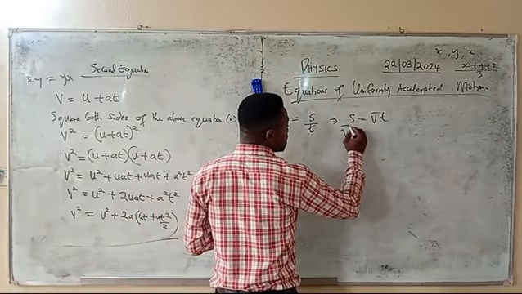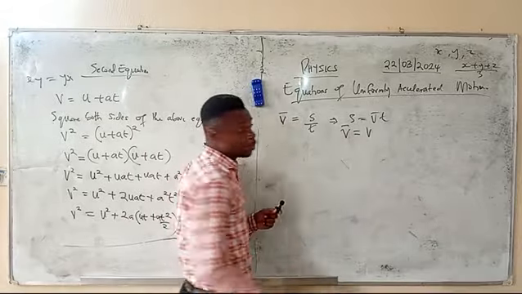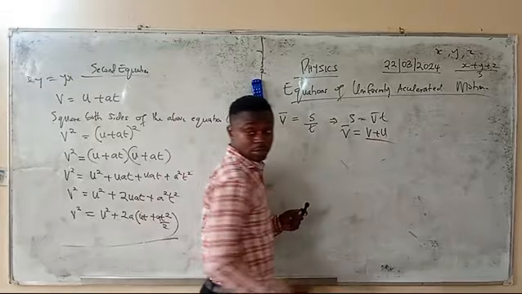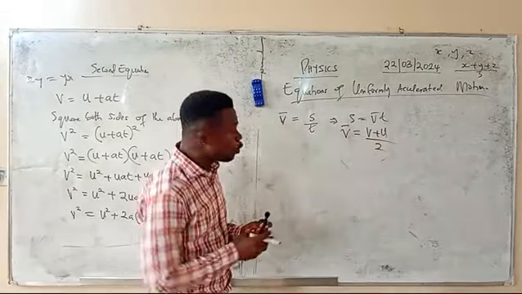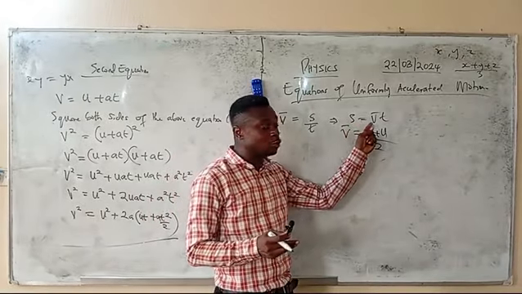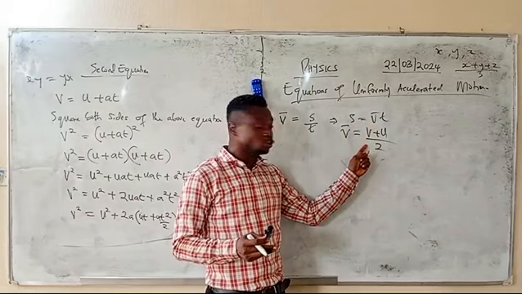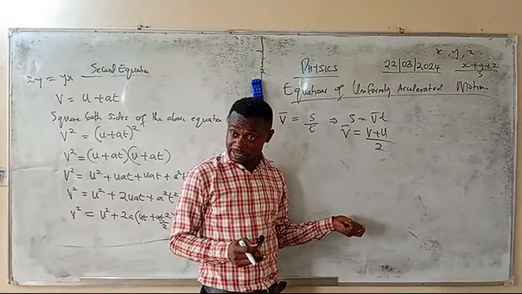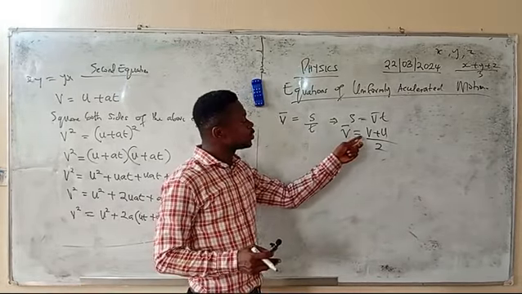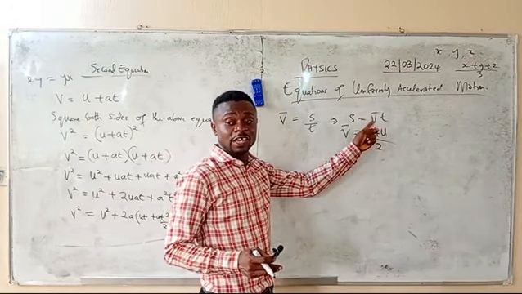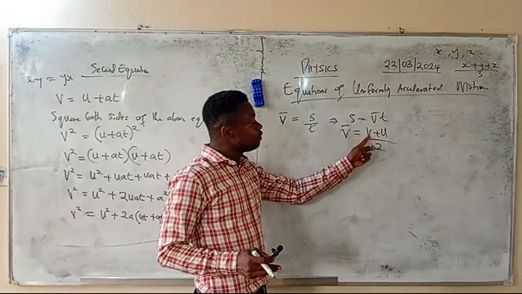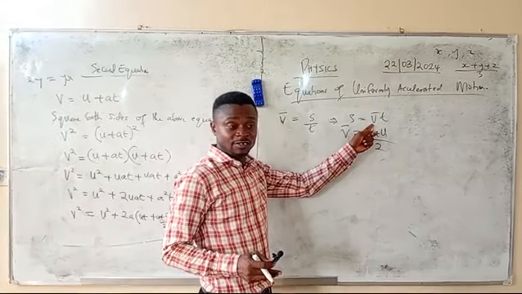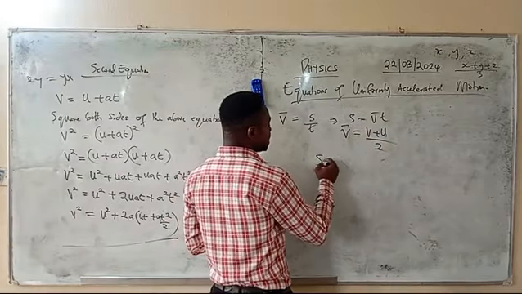So average velocity is equal to V, the final velocity, plus U, the initial velocity, all over 2. Good. So wherever we see average velocity in this equation, we substitute. You know what I mean by substitution, right? If we substitute V plus U over 2 for the average velocity in this equation, S is now equal to what? Tell me.